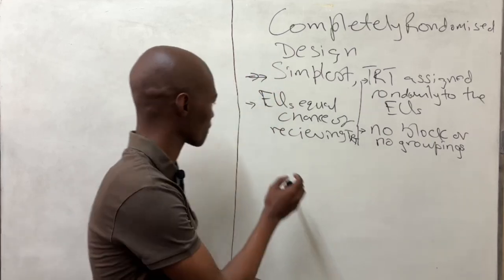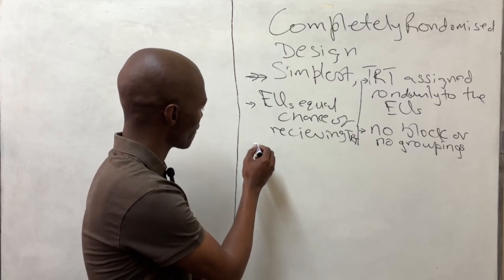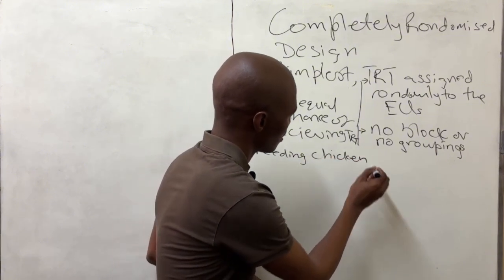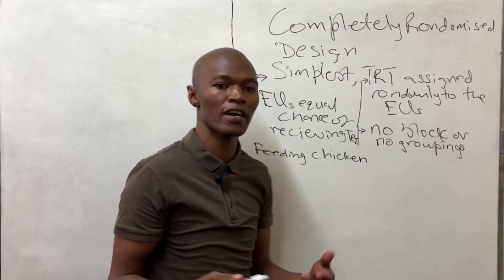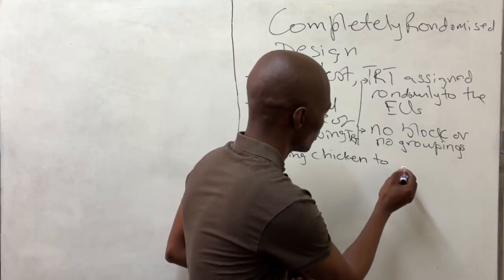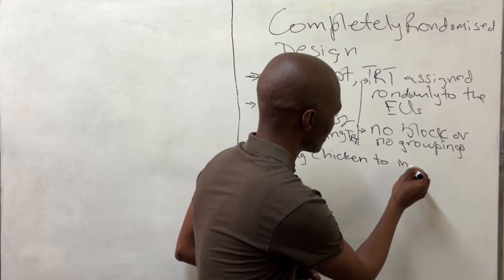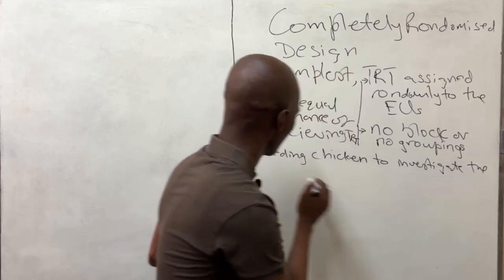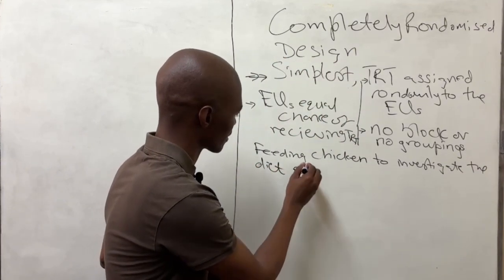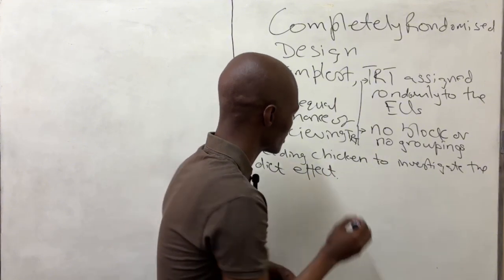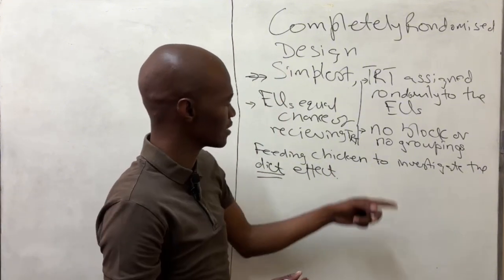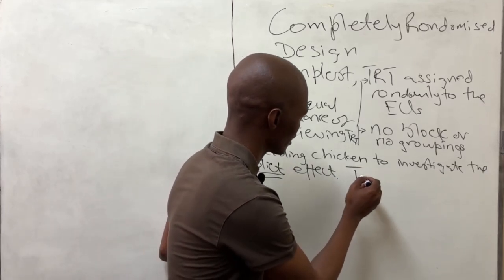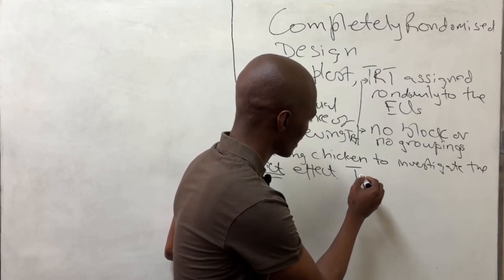Let's go to an example. For example, we are feeding chickens to investigate the diet effect. We want to see whether this diet influences the growth of chickens. Now, remember we spoke about the treatment. So the treatment diet, we are going to have different levels.